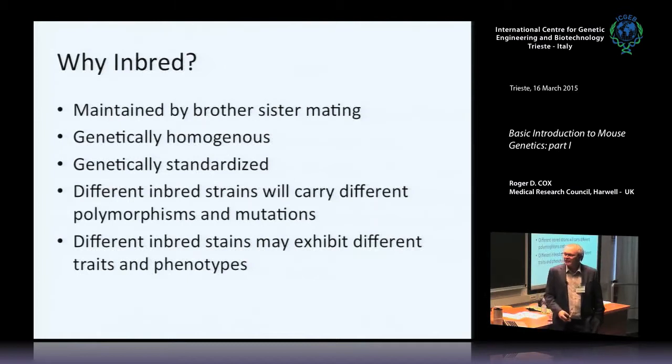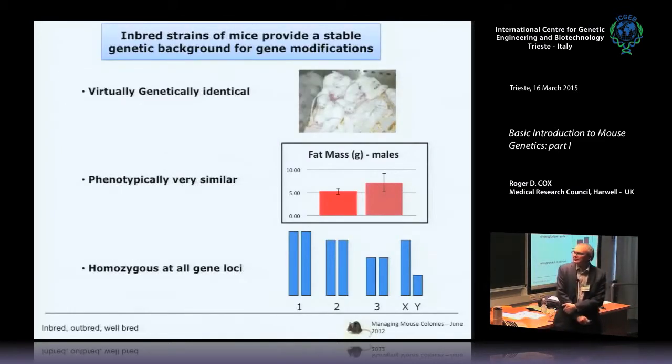So different inbred strains will carry different polymorphisms. They'll have slightly different DNA sequences. They'll accumulate mutations. And they may exhibit different traits and phenotypes as a consequence. So don't assume that it doesn't matter what your strain is, because your strain may vary compared to other strains for the phenotypes that you're interested in. So blood glucose levels, for example. So as I've said, genetically identical, phenotypically very similar, homozygous at all gene loci.